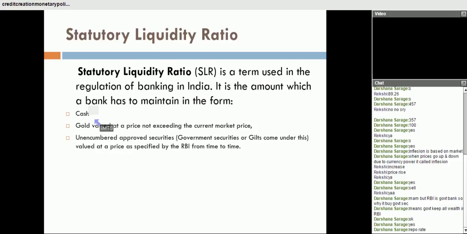If the Reserve Bank doesn't keep a check on the other banks, then what will happen? They will be free and they will give out all their assets to the public. In case there is any mishappening, in case they become bankrupt or something, then from where will the losses be made good? So to avoid that, the Reserve Bank asks them to maintain a certain percentage with them compulsorily.